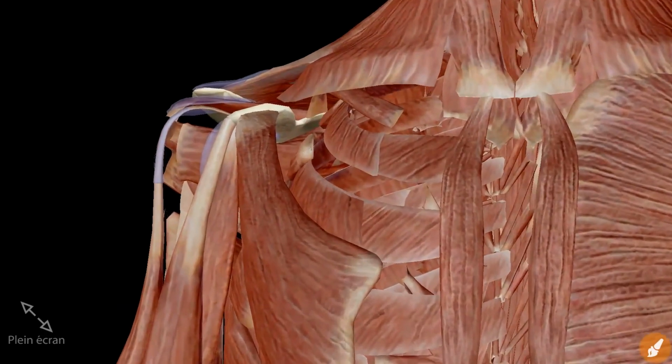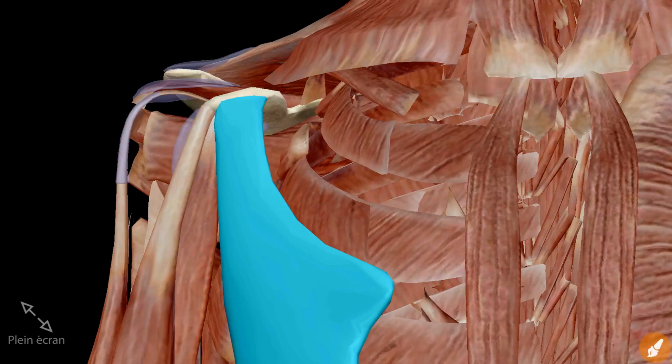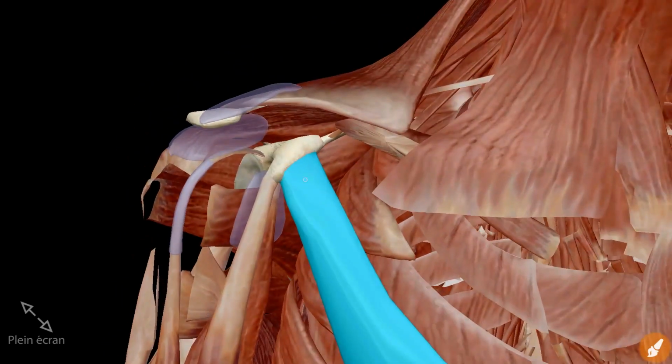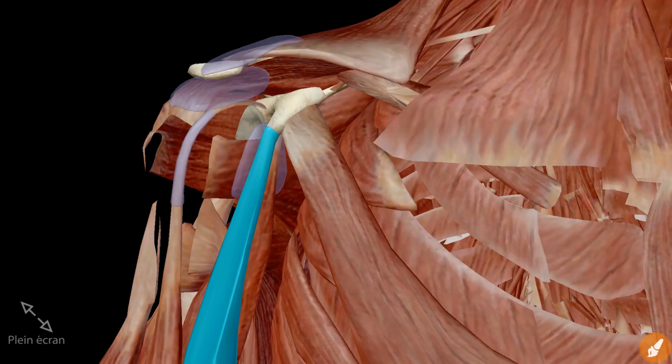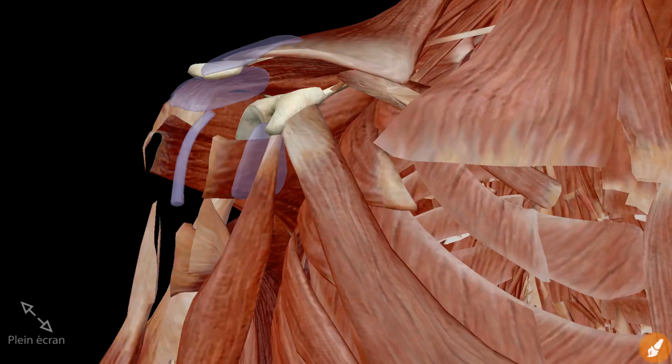The coracoid process of the scapula anchors three muscles. So here they are. This is the pectoralis minor. It anchors on the coracoid process. This is the short head of the biceps, and just beneath it, this is the coracobrachialis muscle. Why do we call it coracobrachialis? It's because it's stretched between the coracoid process and the humerus, which is located in the arm, so brachio. So we call it the coracobrachialis muscle.